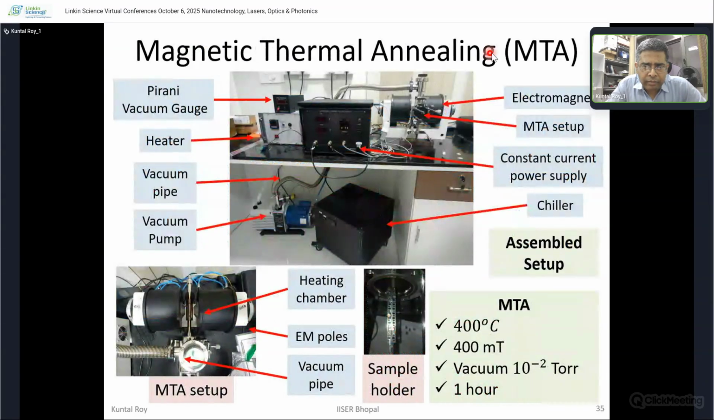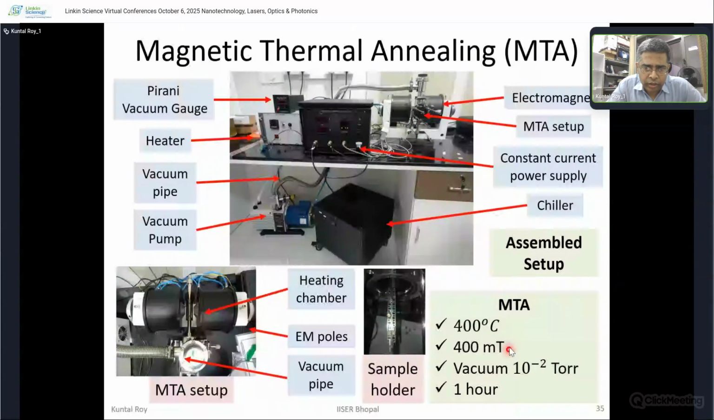Here is the magnetic thermoannealing setup that we have developed inside our lab. There is an electromagnet, and then there is a furnace. That furnace can go to about 500 degrees centigrade. In magnetic thermoannealing, we need to apply very high temperature, a magnetic field, and also vacuum, right? So after all the things that we have done in between, we have to place this between the electromagnet poles to have the applied magnetic field.